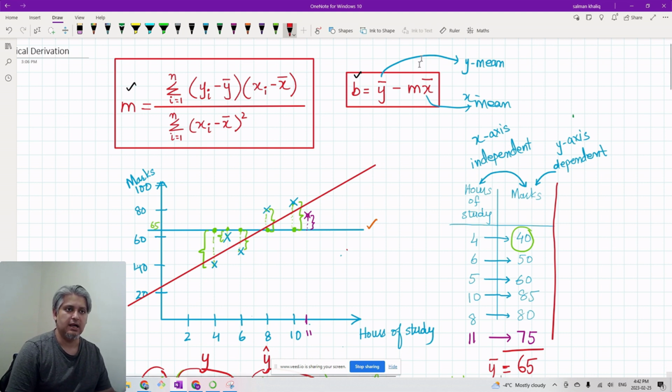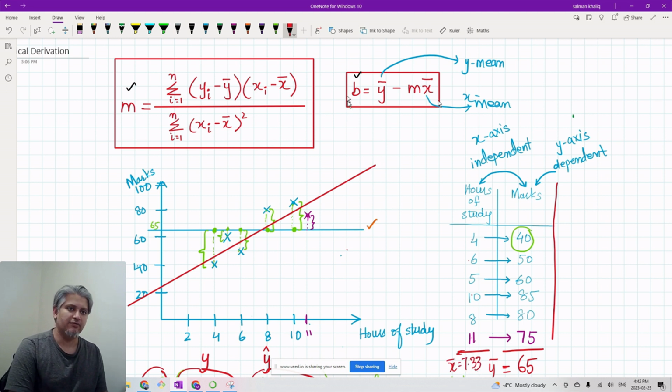Now, the other part of the equation is x mean. Can I find the mean of the x values? I can also find the mean of the x values, which is this plus this plus this plus this plus this plus this divided by 6. Let's do it. 4 plus 6 plus 5 plus 10 plus 8 plus 11, divided by 6. You get 7.33. So x bar is 7.33.